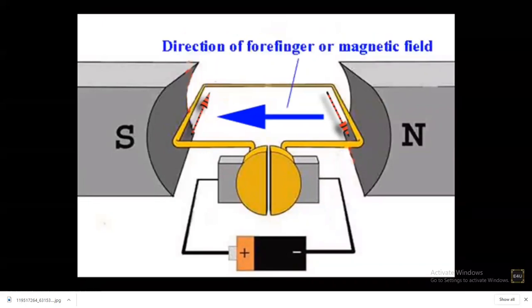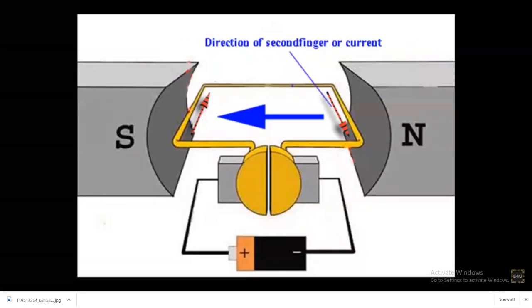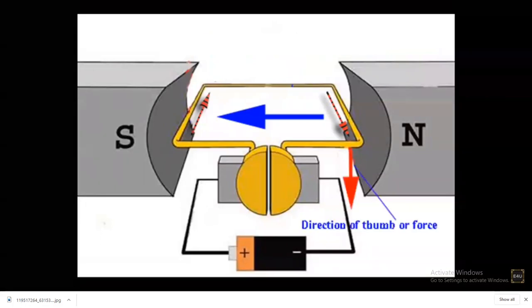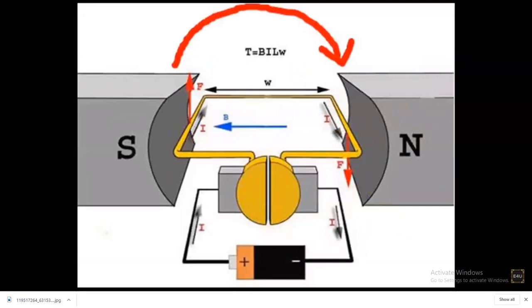Similarly, again, if the forefinger is aligned along the direction of magnetic field, that is from North Pole to South Pole, and the second finger or middle finger is aligned along the direction of current in the right side conductor, then the thumb indicates the direction of mechanical force. This is clearly downward here. Due to these upward and downward forces in the turn, one torque is produced, which tends to rotate the turn in clockwise direction as shown.